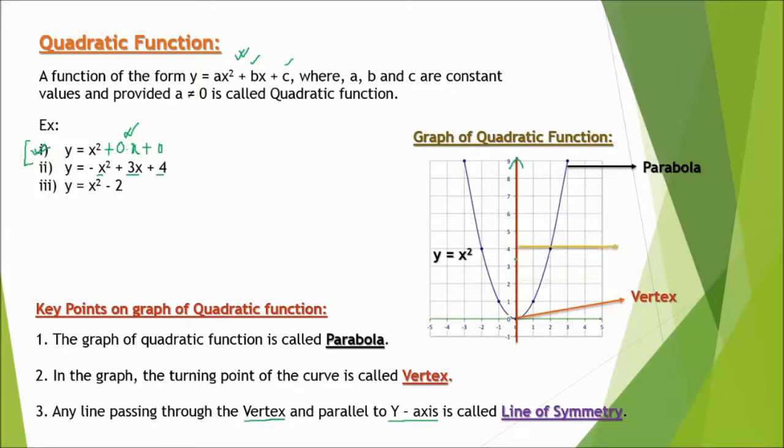Now this line is called the line of symmetry. I think you have understood only three key points: the graph of a quadratic function.